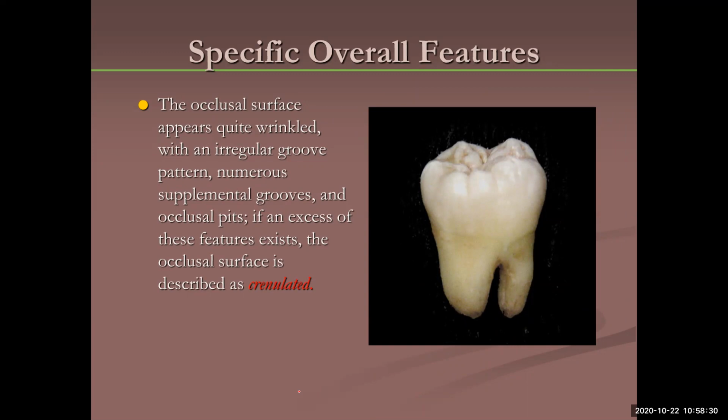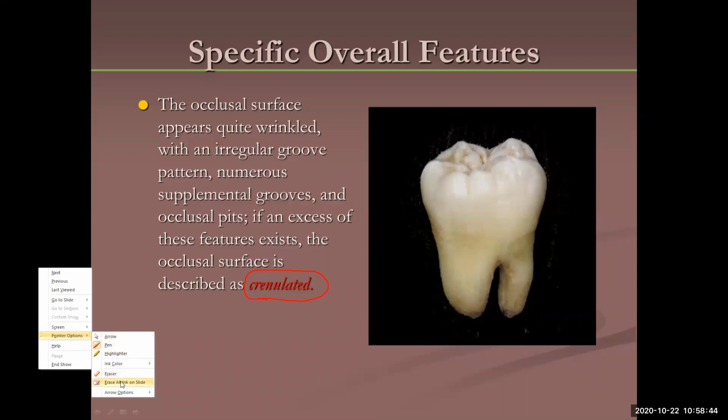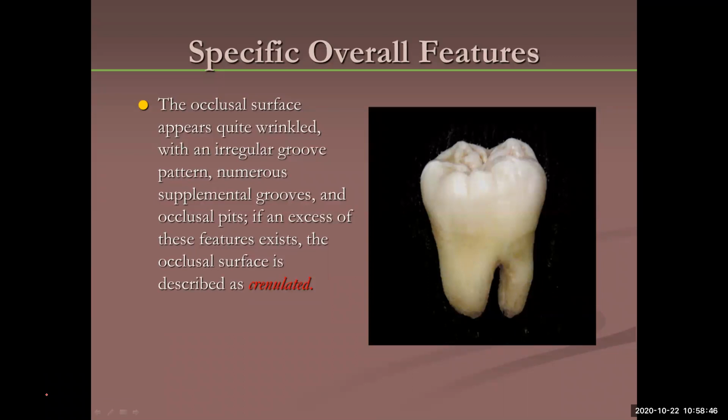And when you have an occlusal surface that's wrinkled, it is called crenulated. Crenulated. Shallow wrinkles. That's a term I've seen on the boards, crenulated. I have never used it in my vocabulary, ever. Have I used it in a sentence?